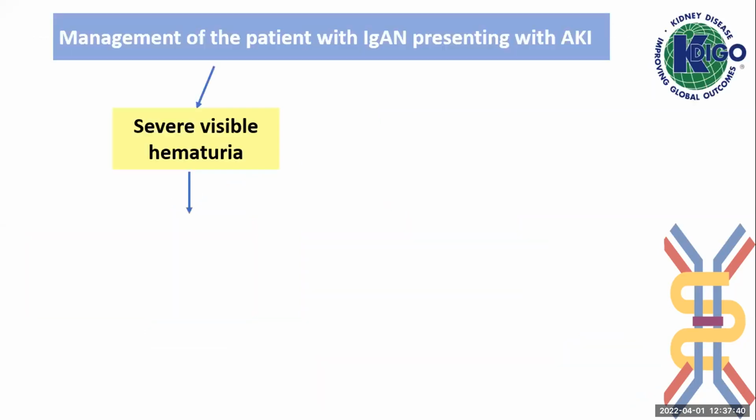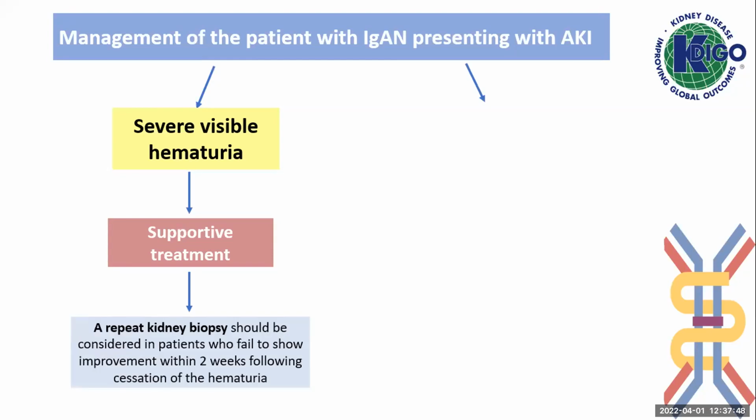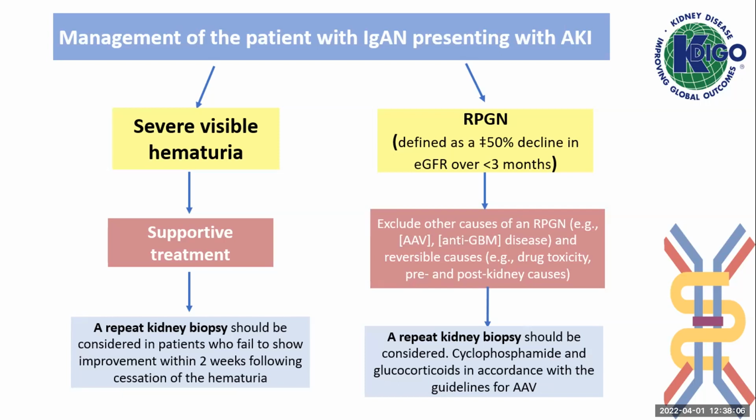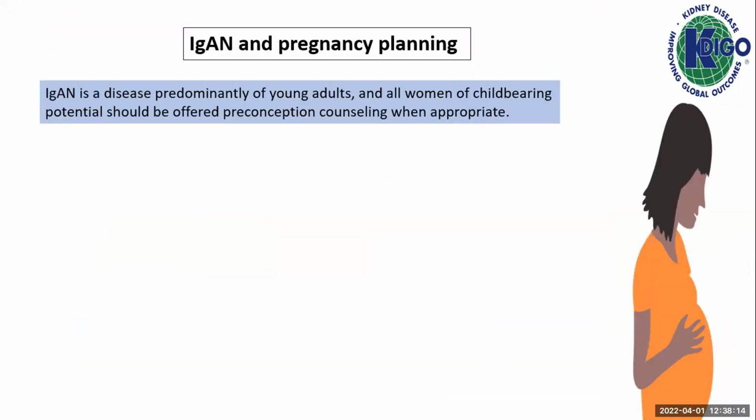maximal supportive care. And for those presenting with acute kidney injury, if there is evidence of severe visible hematuria, supportive treatment will be the mainstay, and a repeat kidney biopsy is considered in patients who fail to show improvement within 2 weeks following cessation of hematuria. And for those presenting with rapidly progressive glomerulonephritis, other causes should be excluded, including vasculitis and anti-GBM disease. A kidney biopsy should be considered in this case, and cyclophosphamide and glucocorticoid could be used according to the guidelines of ANCA-associated vasculitis.